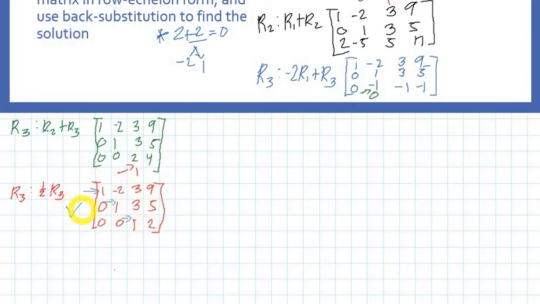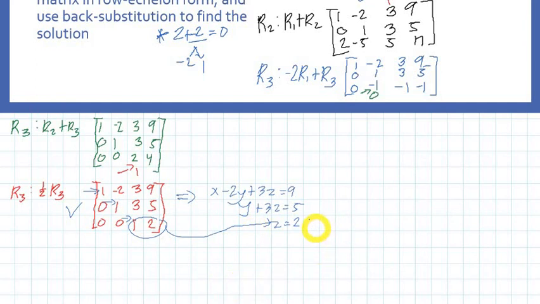Hence, we now have our matrix in row echelon form, which now we can write this back into a system of linear equations, which we would have x minus 2y plus 3z equals 9, y plus 3z equals 5, and z equals 2. So this now is telling us already that we have a value of z which is 2. So now we can substitute it back here. So we'll have y plus 3 times 2 equals 5. Therefore, we'll have a y value of negative 1.